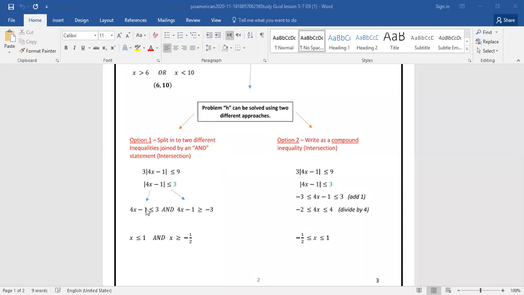The first part, copy paste. The second part, you will flip the sign of 3 and you will flip the symbol of the inequality. Instead of less than or equal, it will be more than or equal. Instead of 3, it will be -3. Then we will solve the inequality. You will find that the first one will be x less than or equal 1, while the second will be x more than or equal -half.